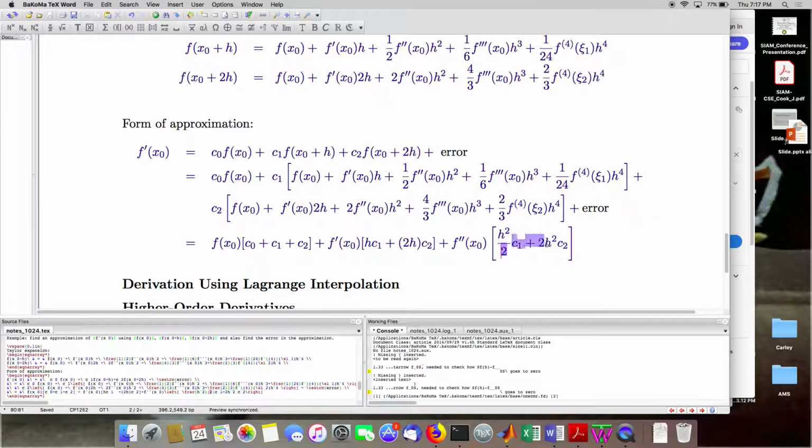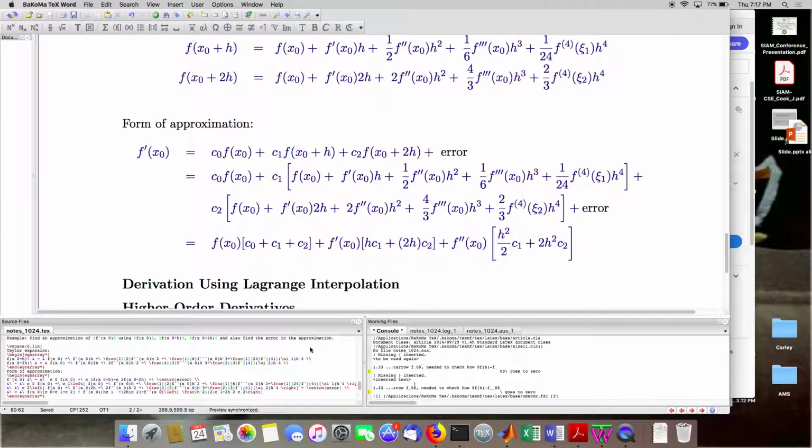This part should also be 0, so that f double prime of x naught is eliminated. Now, here, that gives me 3 equations. This equals 0, this equals 1, this equals 0, on my 3 unknowns, c0, c1, c2. That's going to determine c0 and c1 and c2 uniquely.